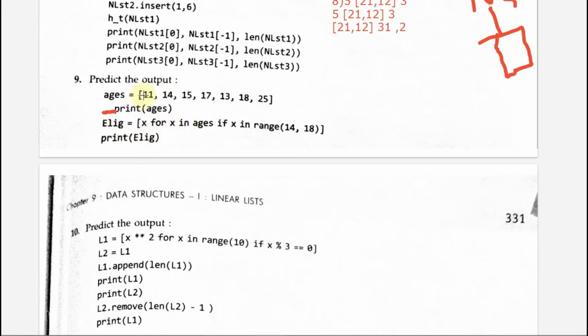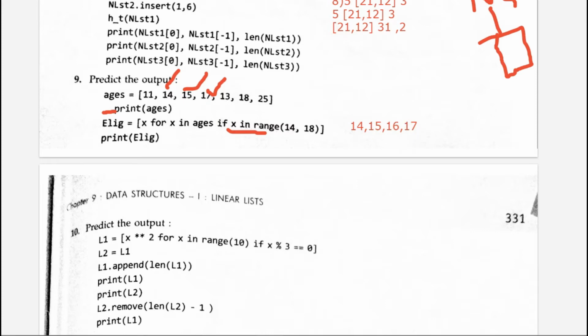From ages they are taking each and every value, and they are checking whether X is in the range 14, 18. So 14, 18, what are all the values available? 14, 15, 16, and 17, leaving off the last value. If 14, 15, 16, and 17 alone are available in ages, those numbers alone will be taken. So 14 will be added into ELIG, 15 will be added, and 17 will be added. These three numbers will be there as the answer.